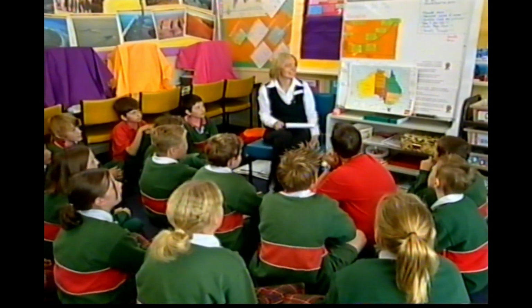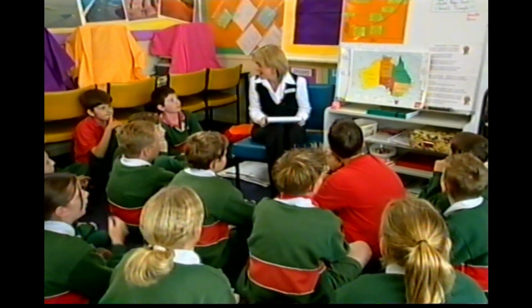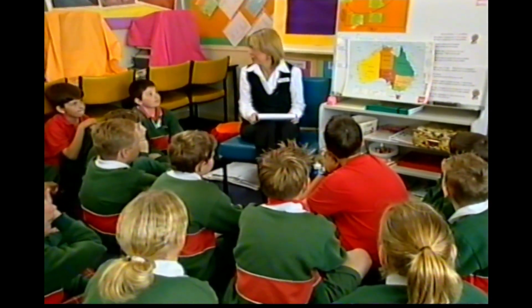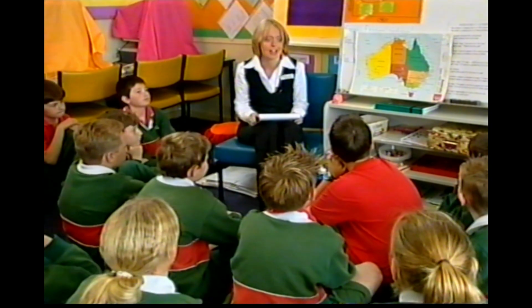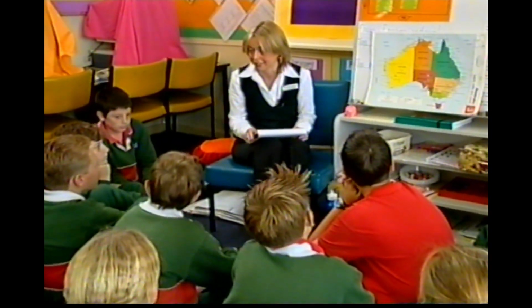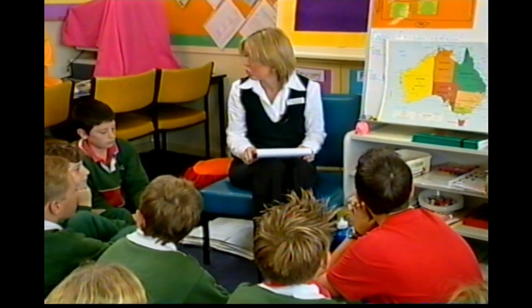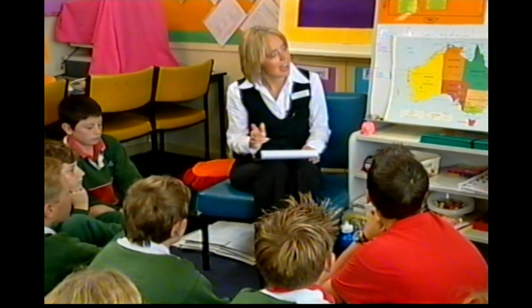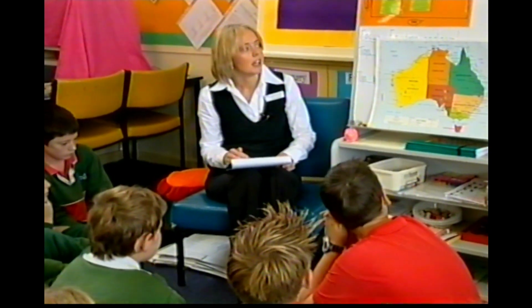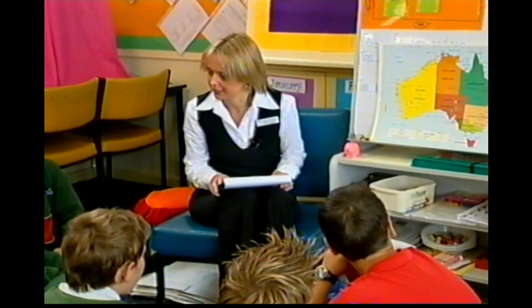Okay, we've been discussing atlases. And so far we've discussed all the different types of information that you can find in an atlas, and we've discovered that there are lots and lots and lots of things that you can find out in an atlas. On just one page, often, there are all different parts to it. Today, however, we're going to focus on how we can easily locate information in an atlas.